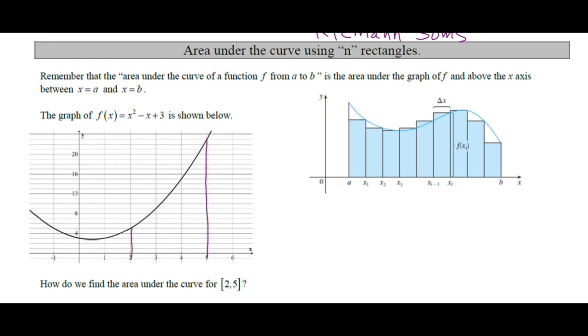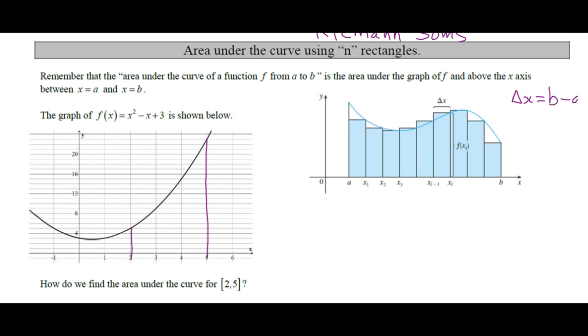But I just wanted to generalize, so here's a little generalized diagram. We start at A and we've got x1, x2, x3, all the way to B. So how wide are each of these? What's this delta x? If we're going to do n rectangles, what's the formula for delta x? B minus A divided by n.